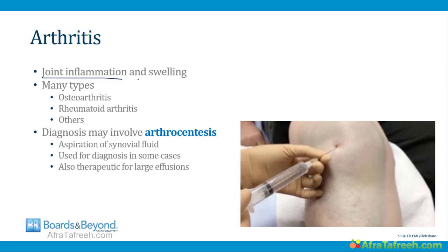Arthritis refers to joint inflammation and swelling, and there are many different types of arthritis. In this video, we're going to focus on osteoarthritis and rheumatoid arthritis, which are two very common forms, and then in another video, I'll talk about other forms of arthritis.